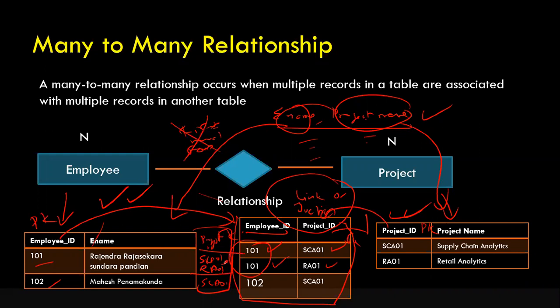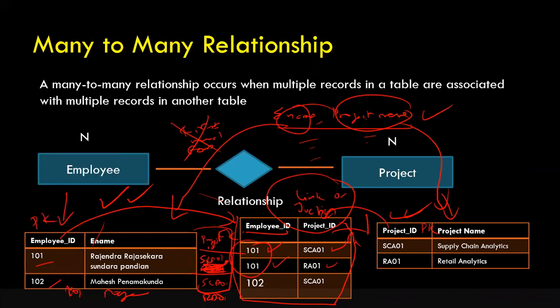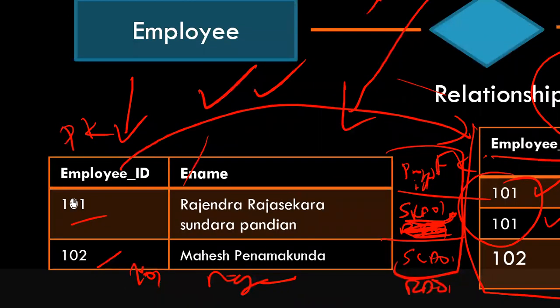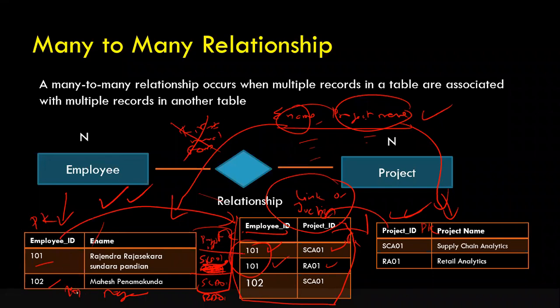So the only way out is, okay, I'm going to remove this and keep only one thing here. I'm going to put one more 101 here, with Rajendra, again the full big name, and again RA01. But what will happen? Again, it is violating the normalization rule. You cannot have duplicate values. 101, 101 is a duplicate value, so it is not accepted here. So what is the way out? The only way out is to create a link table or junction table.